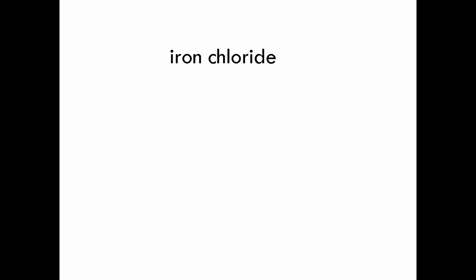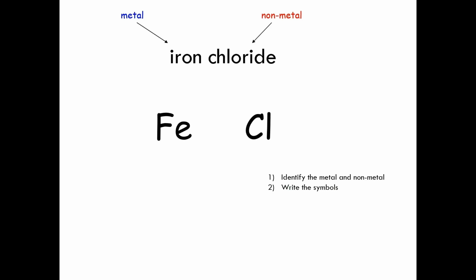I'm going to write out the chemical formula for iron chloride using the rules I provided to you in a previous lecture. First, identify the metal and nonmetal. So iron is clearly the metal and chlorine is the nonmetal. Second, write the symbols. The symbol for iron is Fe and the symbol for chlorine is Cl.